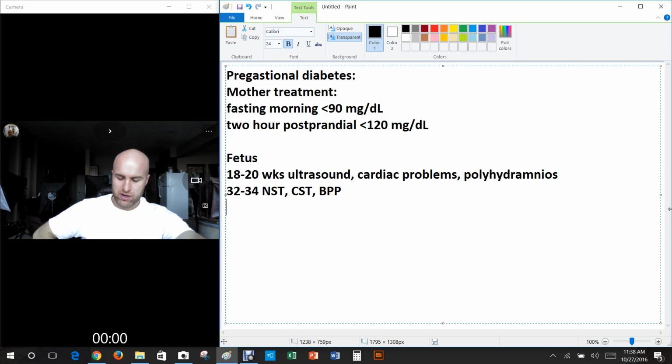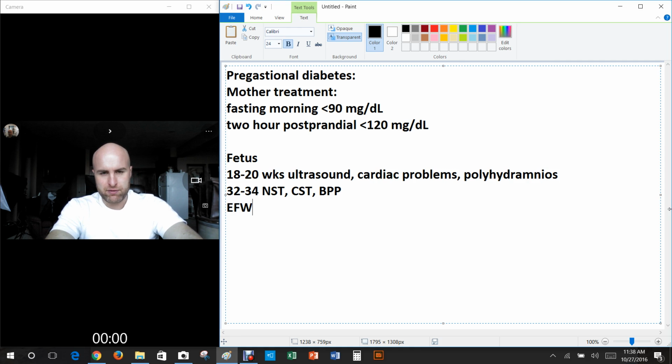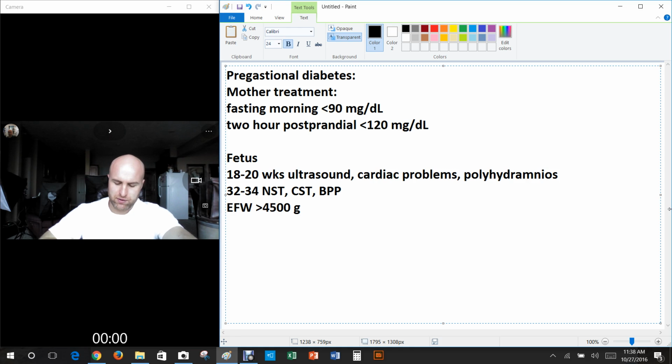Consider early delivery in the setting of poor maternal glucose control, preeclampsia, macrosomia, or evidence of fetal lung maturity. Cesarean delivery should be considered in the setting of an estimated fetal weight, so EFW, greater than 4,500 grams. Encourage breastfeeding with an appropriate.